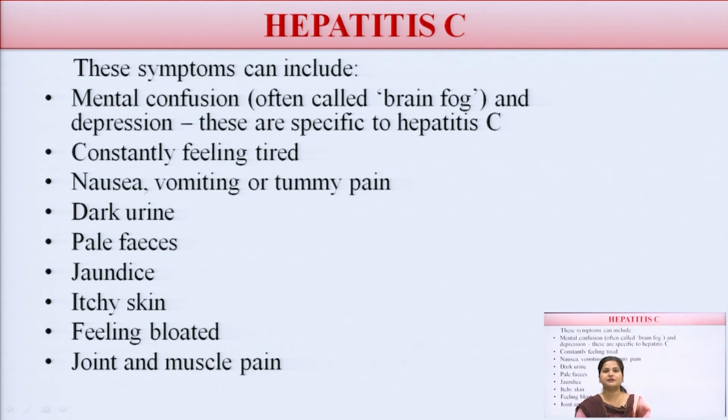So there are the symptoms of hepatitis C, which include mental confusion and depression. Constantly, the person who is suffering from hepatitis C feels tired, with nausea, vomiting, abdominal pain, dark urine, pale skin, dark stools, jaundice, itchy skin, feeling bloated in the stomach area, and joint and muscle pain. These are the common symptoms of hepatitis C.